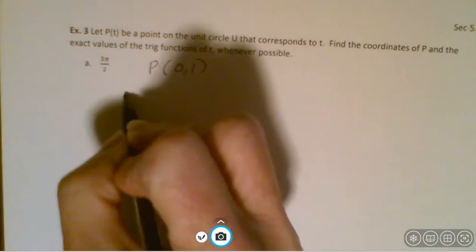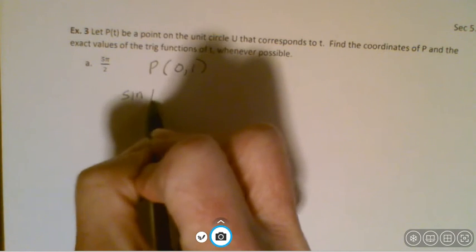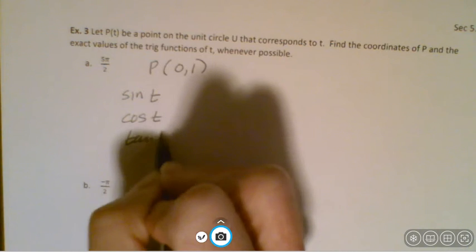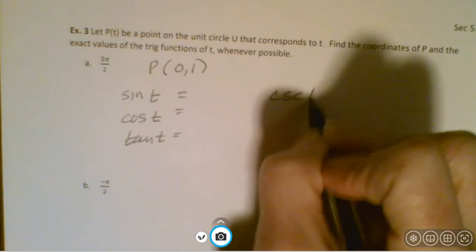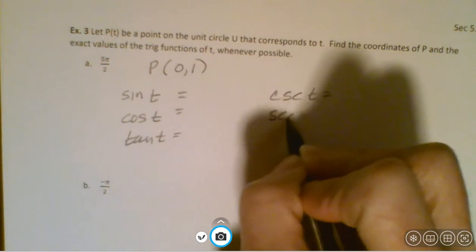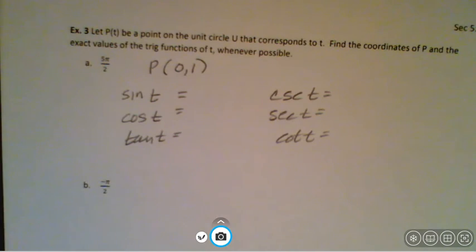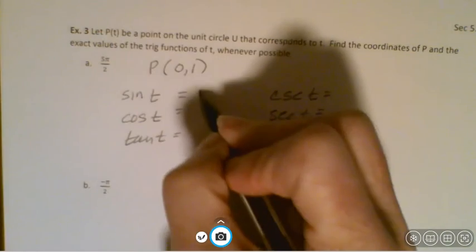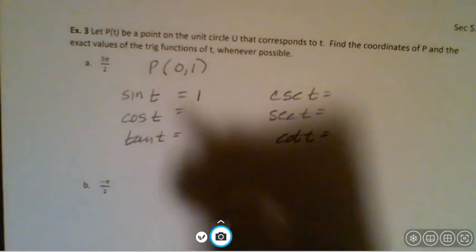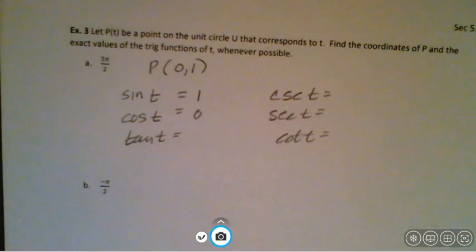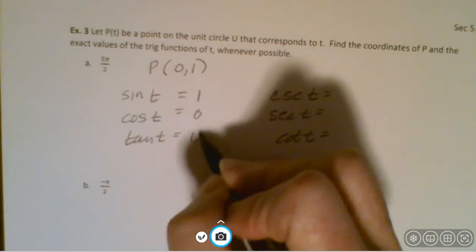0, 1, correct? So now we'll write out our 6 trig functions. All right. So the sine of t is y, which is 1. The cosine of t is x, which is 0. The tan of t is sine over cosine, 1 over 0, is undefined.